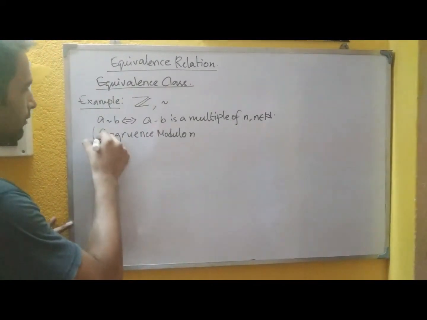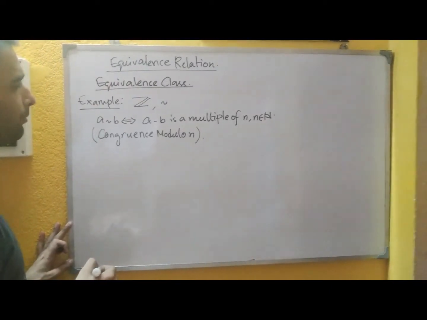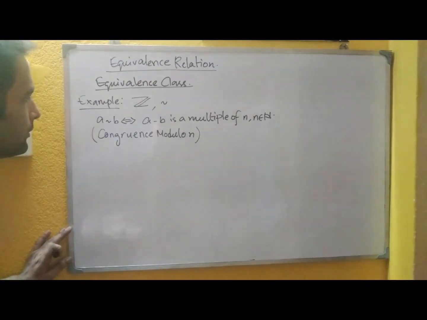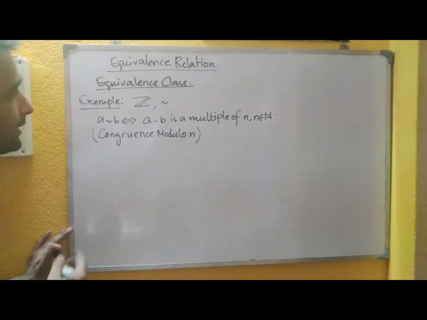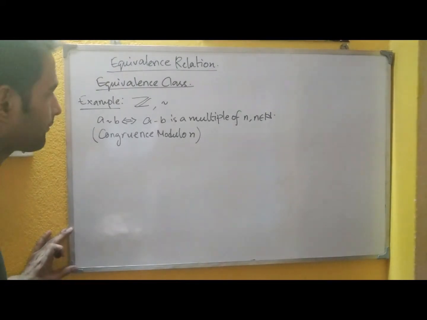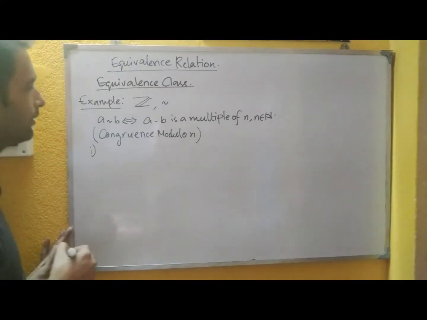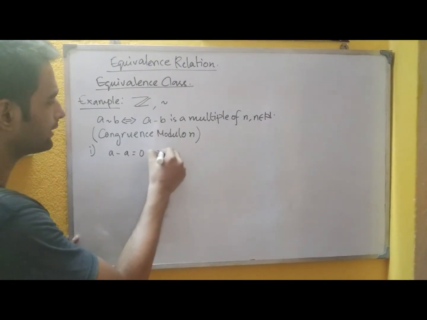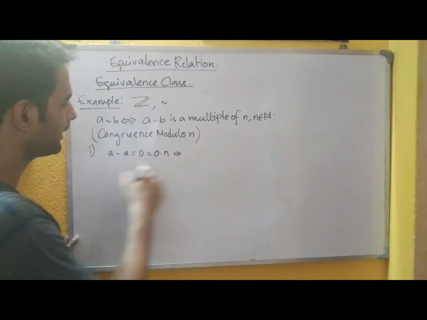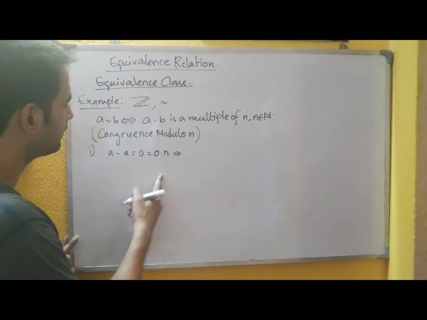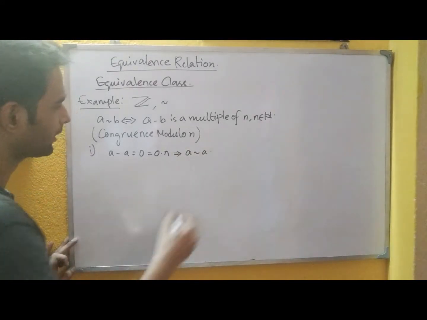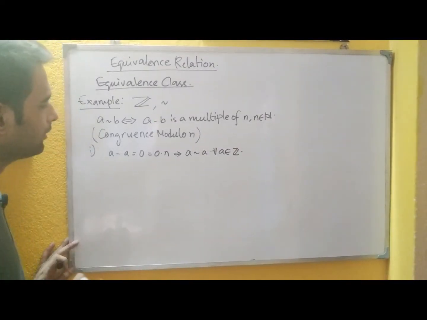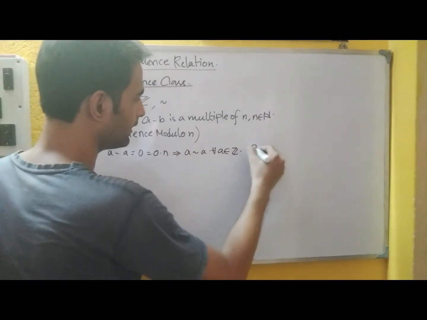and with this relation another topic starts, called modular arithmetic. So first let us see whether this relation is an equivalence relation or not. Number one, we see that a minus a is 0, and we can write 0 as 0 times n. That gives that a minus a is a multiple of n. So we can say a tilde a, and it will hold for each a belonging to Z.